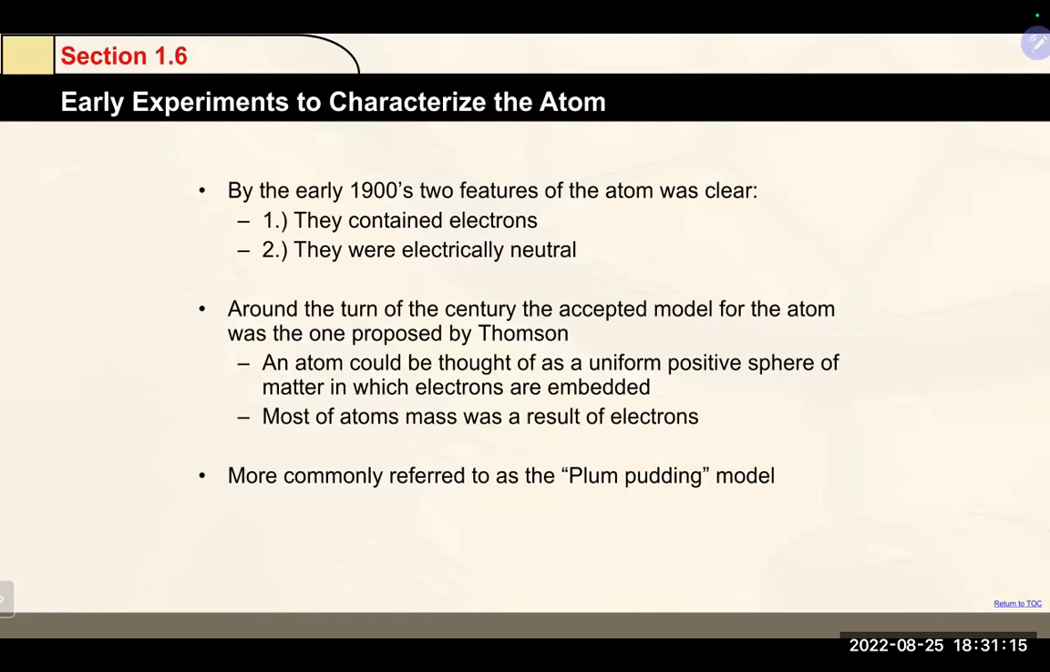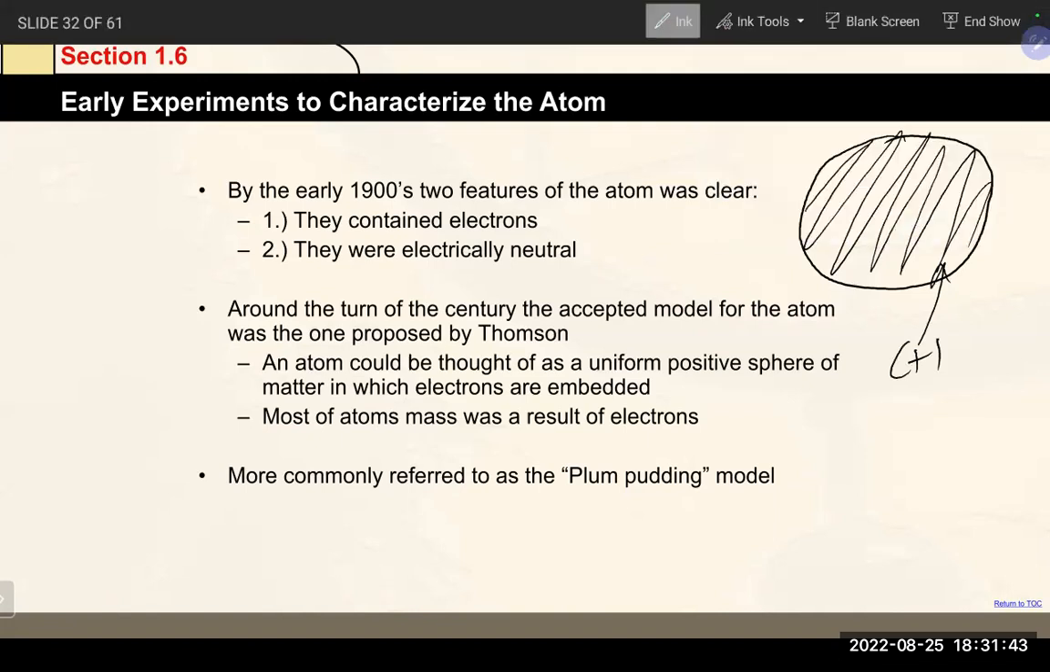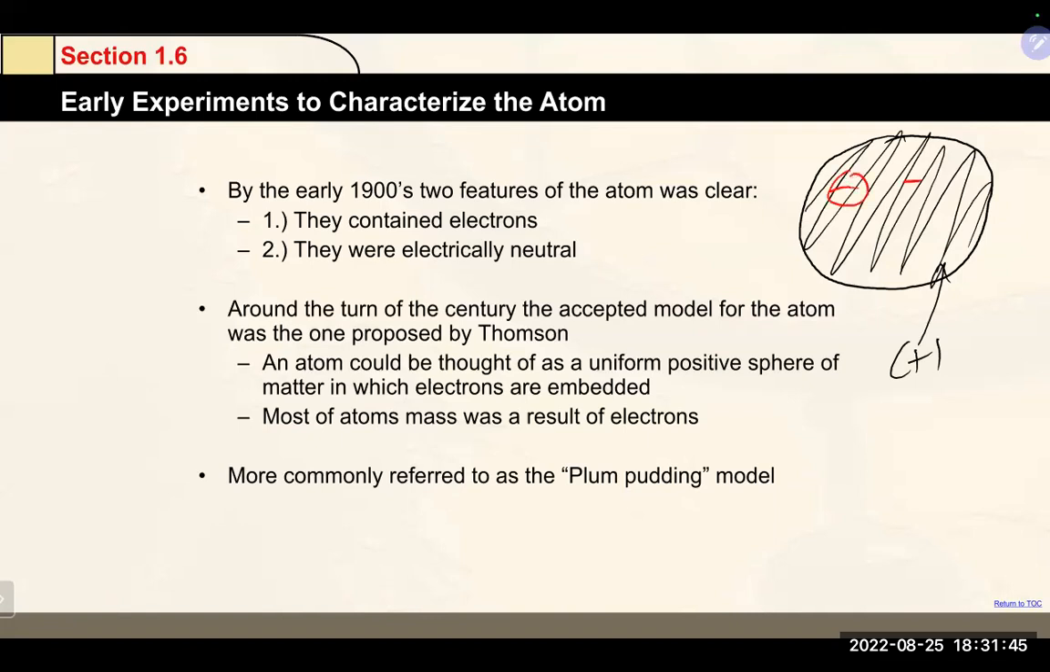Around the turn of the last century, the accepted model of the atom was the one proposed by Thomson. Thomson's model was referred to as the plum pudding model of the atom. The idea was that we have a spherical atom where all the positive charge is diffused over the whole sphere, and embedded inside the sphere is where we find our electrons.